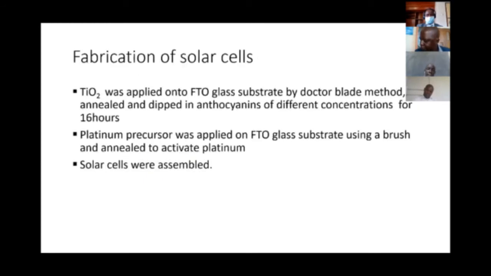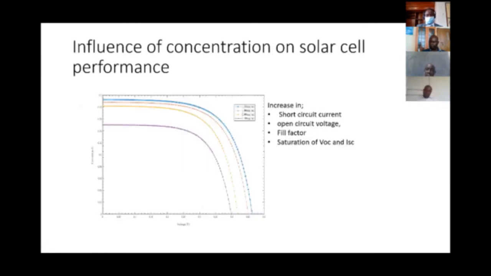Then we went ahead and fabricated the solar cells. We applied TiO2 on the glass substrates using the doctor blade, then annealed and dipped in anthocyanins and left it to stand for 16 hours. The platinum precursor was applied using a brush and annealed to activate platinum. And then we went ahead and assembled the solar cells.